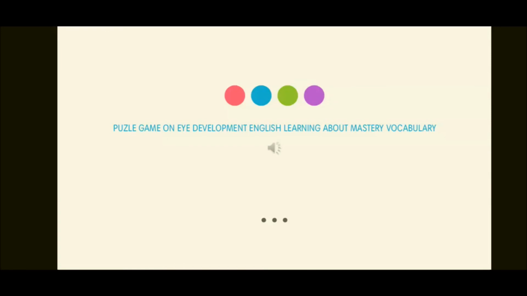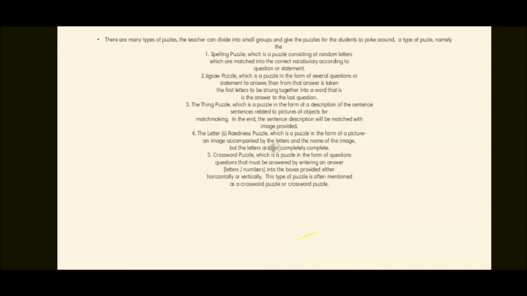And the last strategy is puzzle game on a development English learning about mastery vocabulary. There are many types of puzzle. The teacher can divide the students into small groups and give the puzzle for the students to work on.